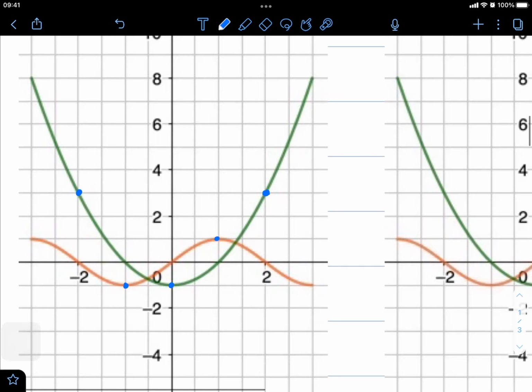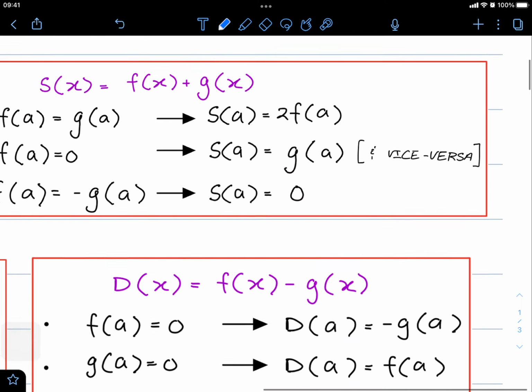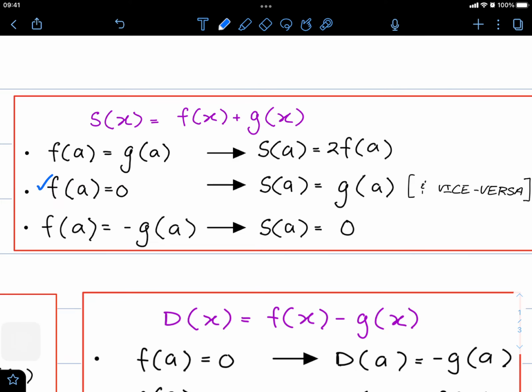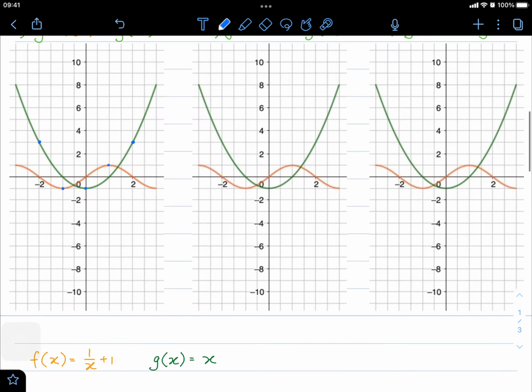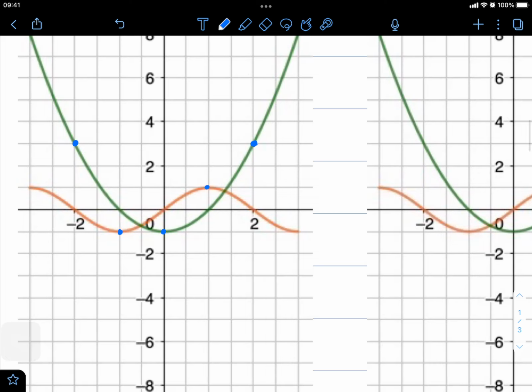Alright, so now let's find the next ones. We're finished with the zeros. Let's find where the points are equal to each other. Where they are equal, it pretty much means the graphs are intersecting. It's just going to be double the value of that point. So let's find any points of intersection. I see one here.